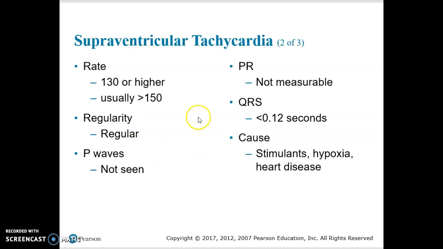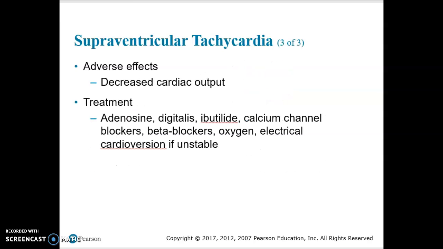But here is the criteria. We have a rate of 130 or higher, but we do not have P waves, and we can't have a PR interval. The adverse effects of supraventricular tachycardia would be decreased cardiac output, and this is going to be because we have such a rapid heart rate.